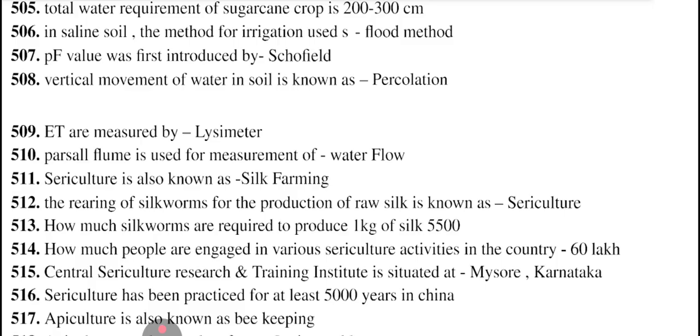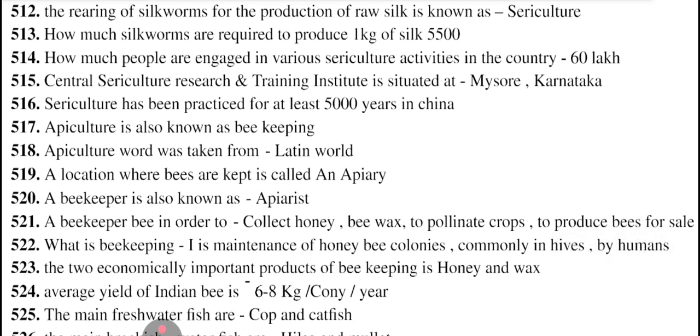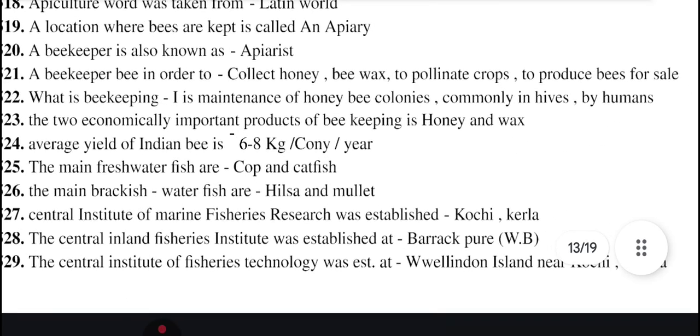Central Sericulture Research and Training Institute is located at Mysuru, Karnataka. Sericulture has been practiced for at least 5000 years in China. Apiculture is also known as beekeeping. The word apiculture is taken from Latin. The location where bees are kept is called an apiary. A beekeeper is also known as an apiarist.